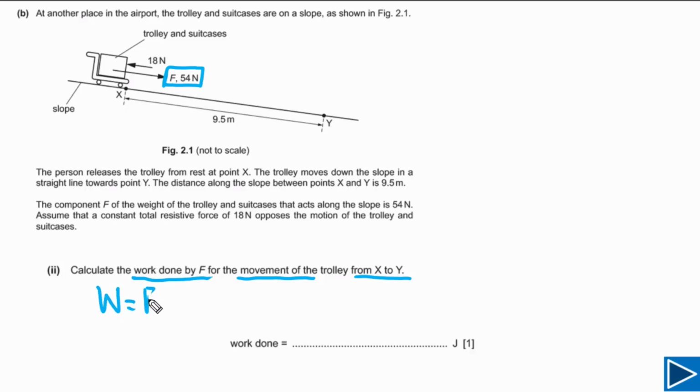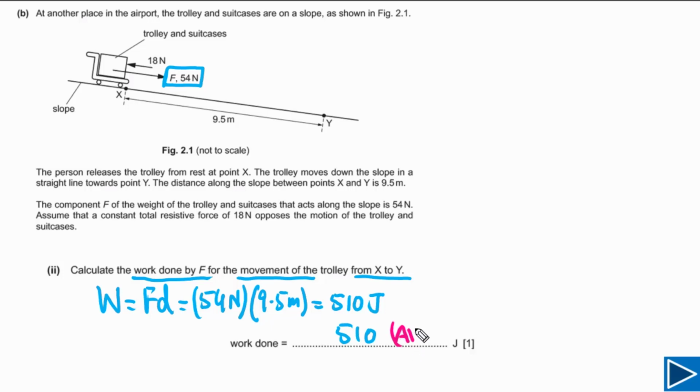We can simply say that W in this case will be equal to Fd, and the value of F is given, that is equal to 54 newtons, and the displacement in the direction of the force is also given, that is equal to 9.5 meters. Now simply we need to multiply these. If we multiply this, our final answer will be 510 joules. This question has only 1 mark, and that is the answer mark. If you have got the right answer, you will get this mark.